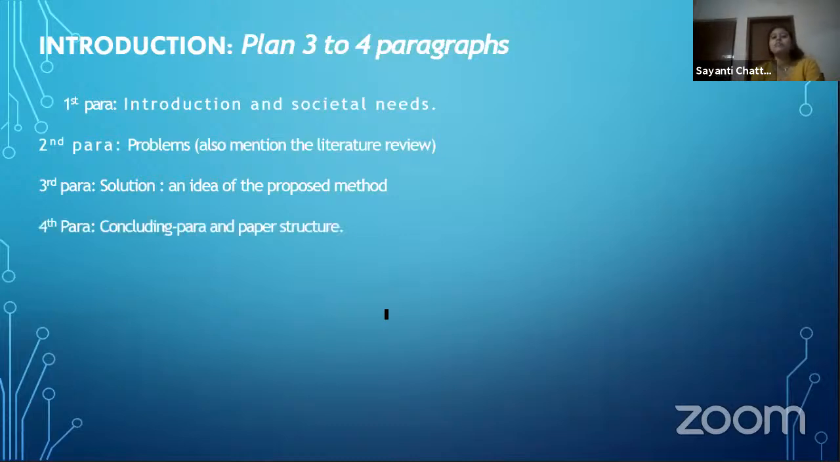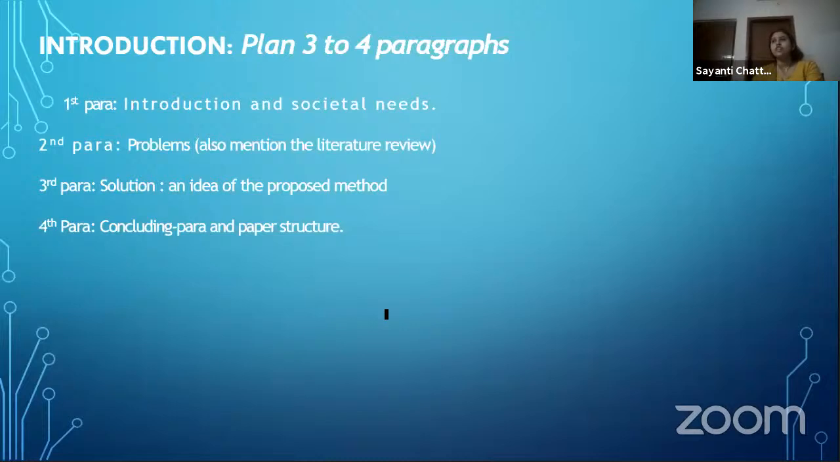The fourth paragraph is the concluding paragraph. Concluding paragraph means: if we use this, what are the things we will get? What is the main novelty? In your journal, if you are writing any original research, give the novelty whenever you can. It will attract the reviewer. And write the paper structure.